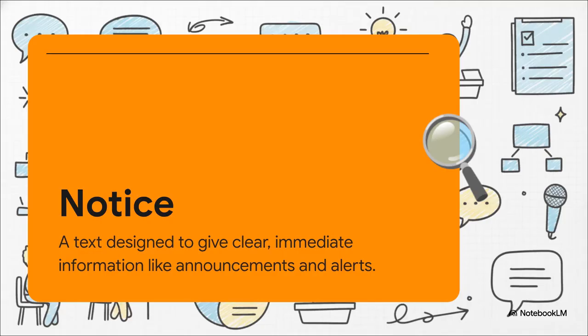First up, the notice. You can think of this as your urgent messenger. Its entire job is to give clear, immediate information. Things like announcements and alerts. And what's really fascinating here is the specific equation that makes a perfect notice. It's super simple: short sentences plus simple words plus clear facts.